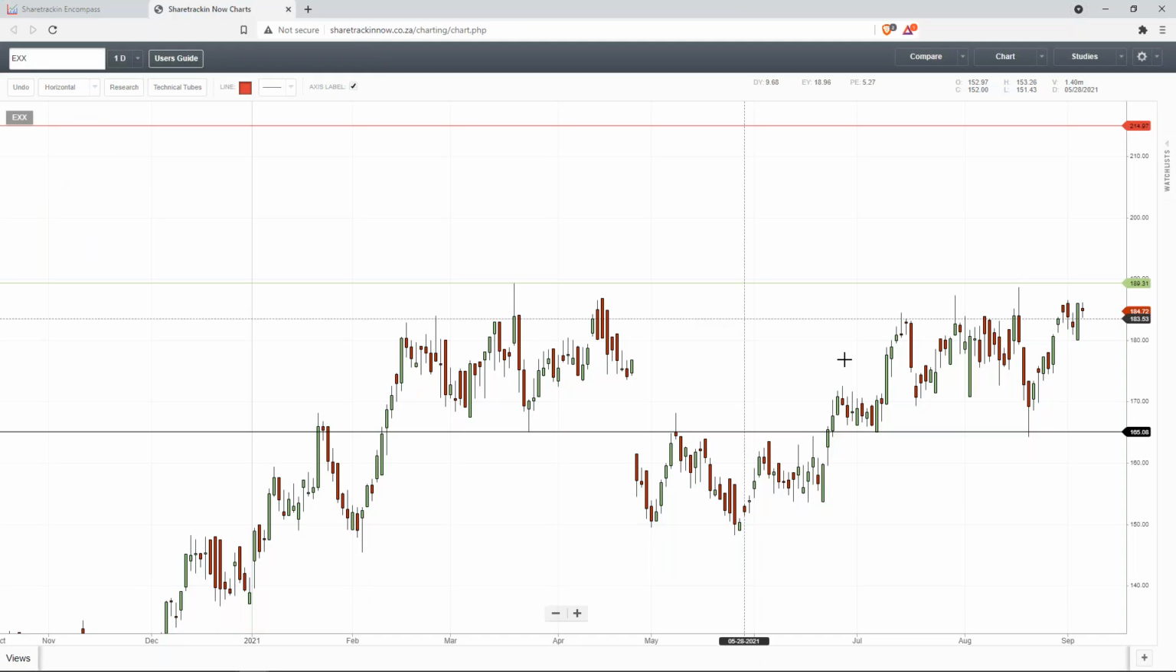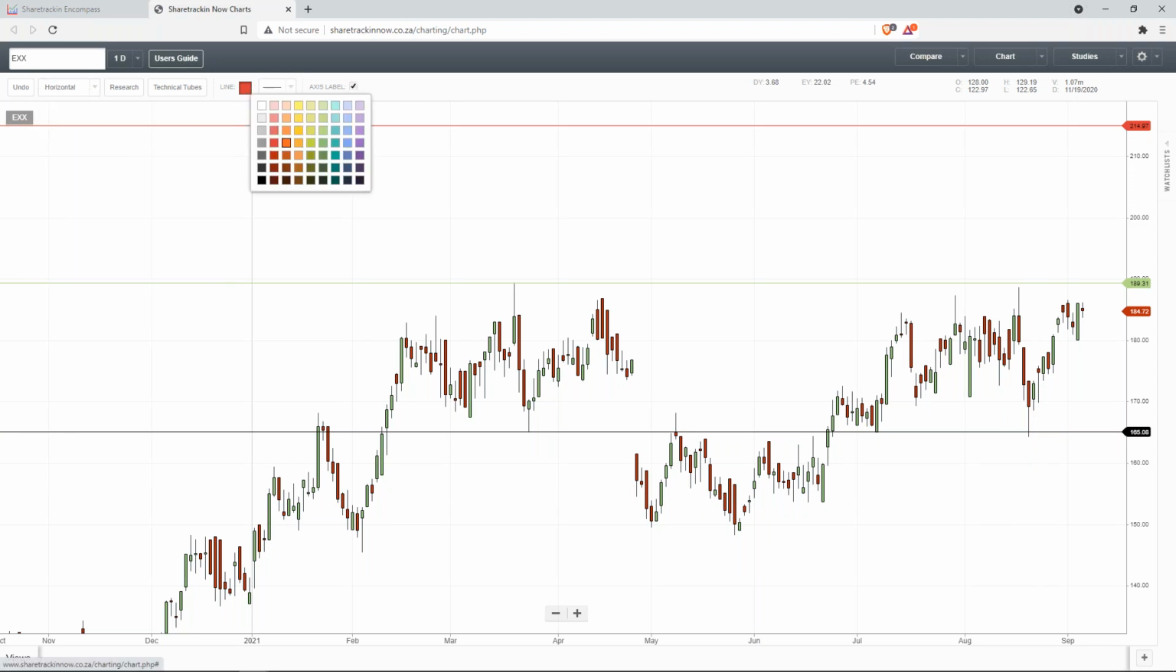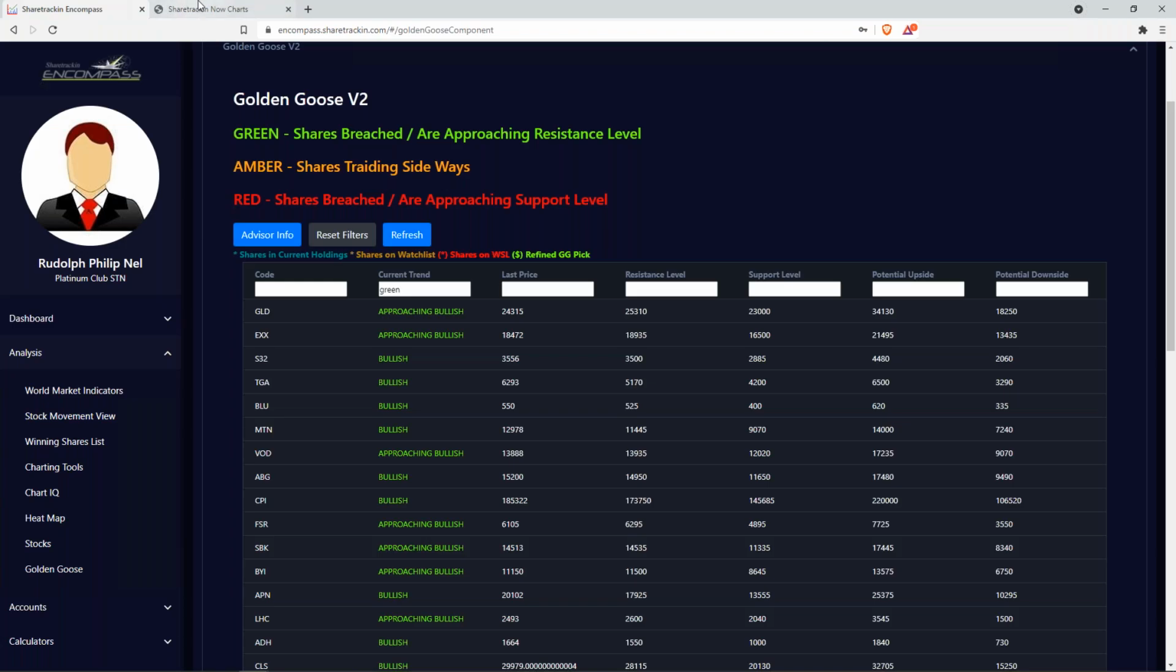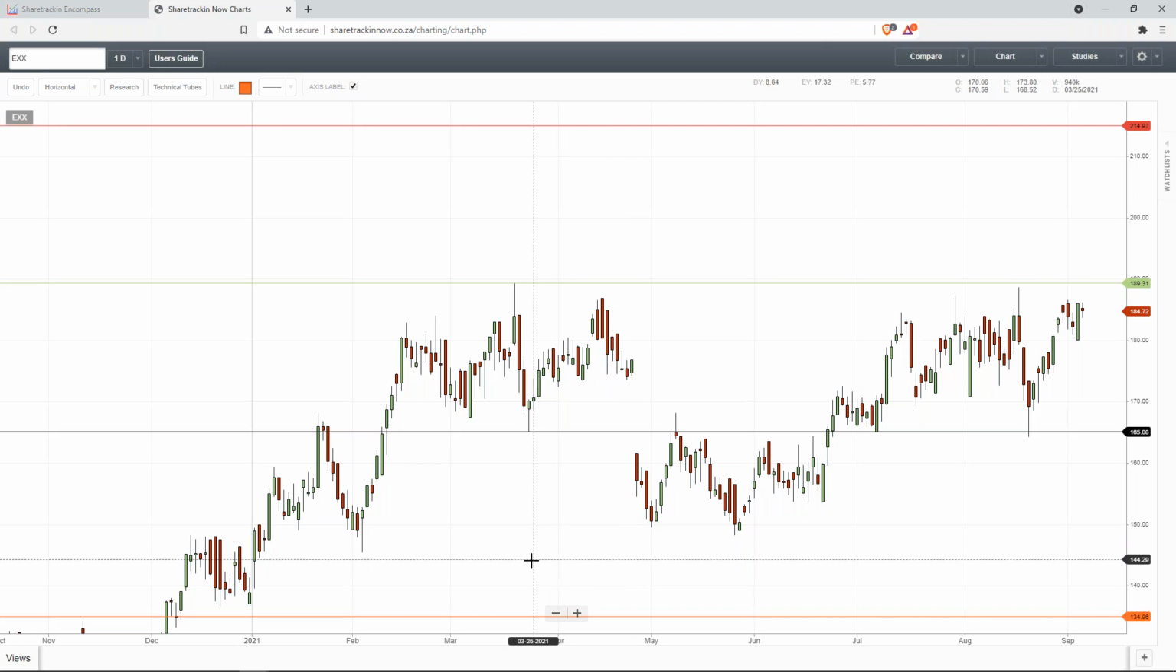So it means that if the share has to break through, let's say, this level down here, and it breaks that level, then your potential downside, let's take another color again, let's make it orange. So downside is 134. So 134 would be way down there. So that's the potential downside that the share is basically going to reach. So you will have 4 different lines on your chart.